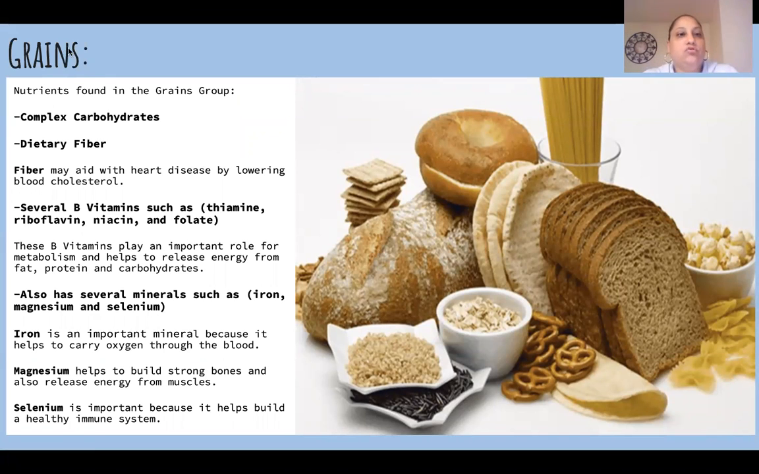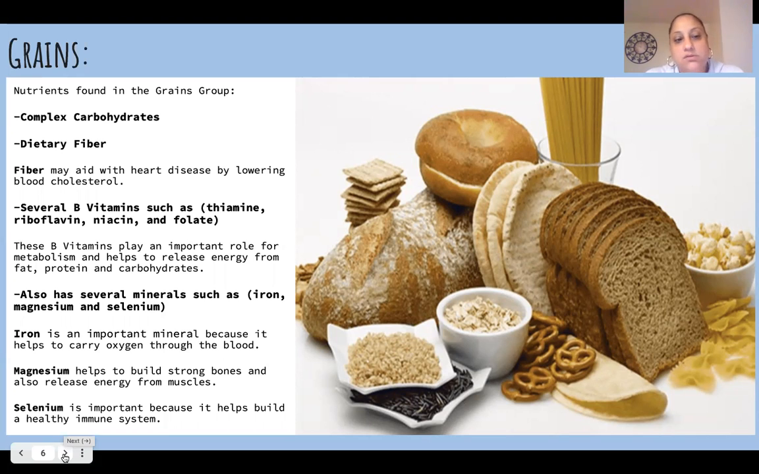So the nutrients found in the grain group are complex carbohydrates and dietary fiber. And when it comes to fiber, it may aid with heart disease by lowering blood cholesterol. Also, it has several B vitamins such as riboflavin, niacin, and folate. These B vitamins play an important role for metabolism and also help to release energy from fat, protein, and carbohydrates. Also, it has several minerals such as iron, magnesium, and selenium.